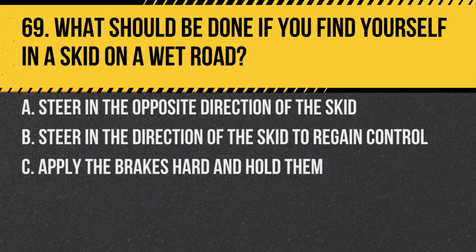Question 69. What should be done if you find yourself in a skid on a wet road? A. Steer in the opposite direction of the skid. B. Steer in the direction of the skid to regain control. C. Apply the brakes hard and hold them. Answer: B. Steer in the direction of the skid to regain control. This helps realign the vehicle's direction with your steering.